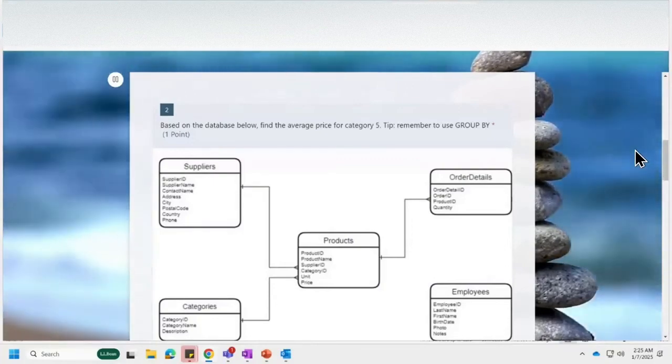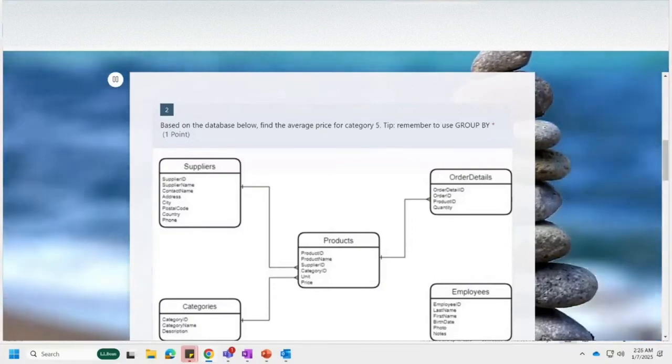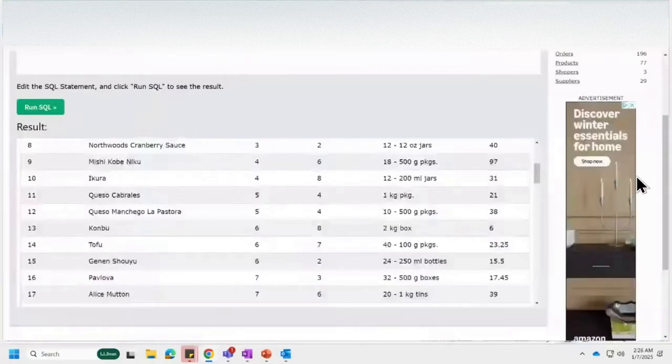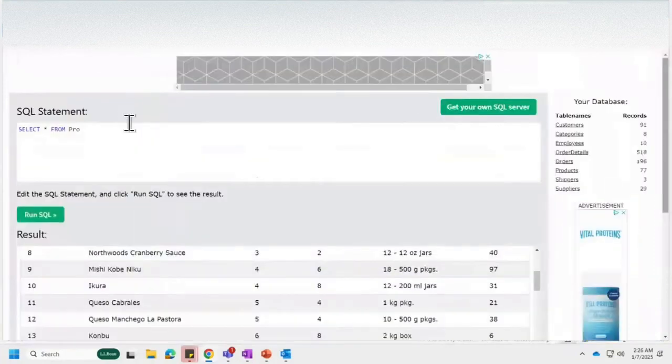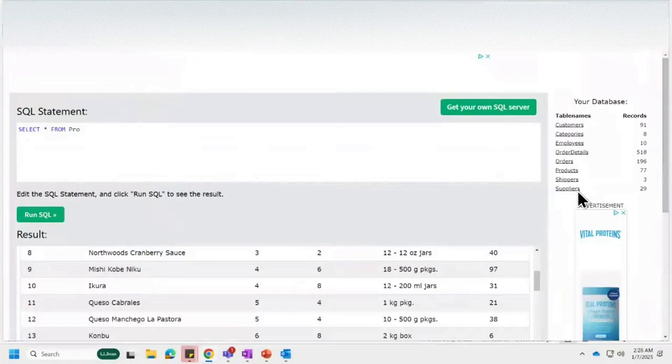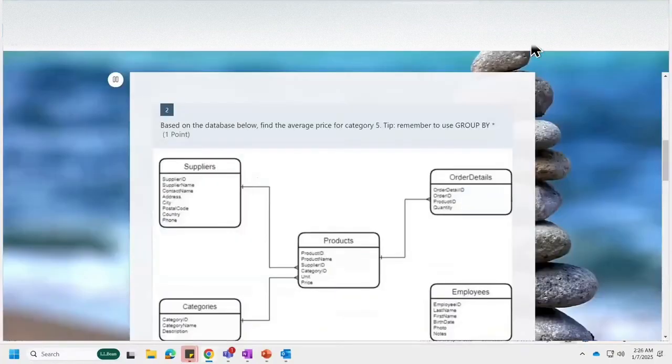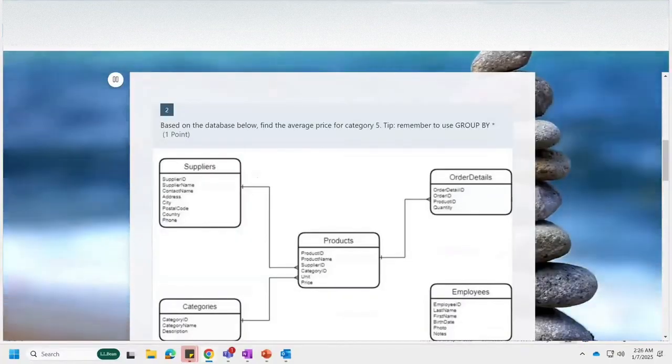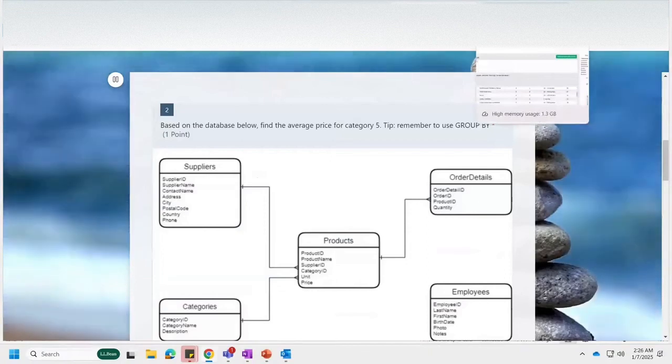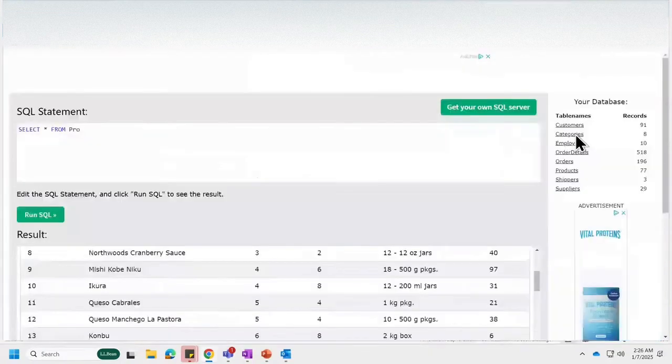So write a query. We will be having average of price. So where is price? Price is in which table? It'll be under price categories, right? In the products.